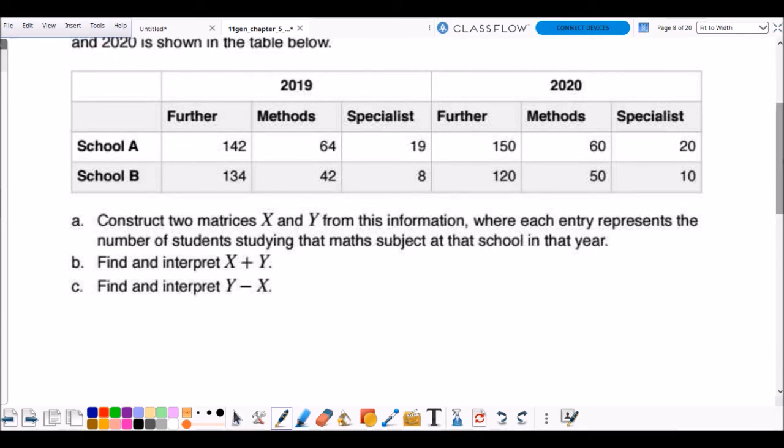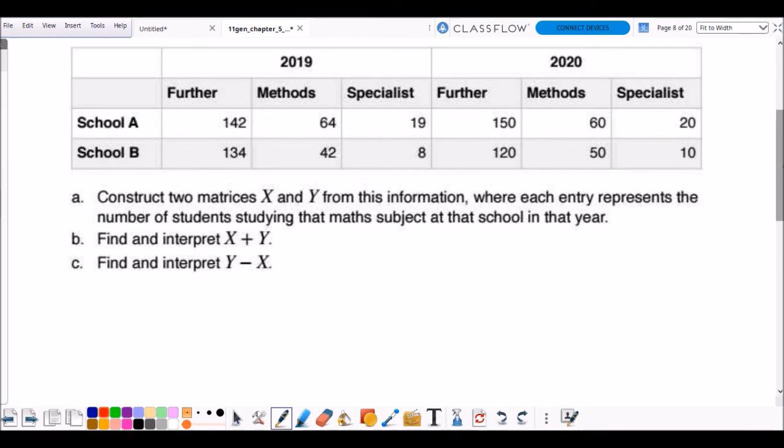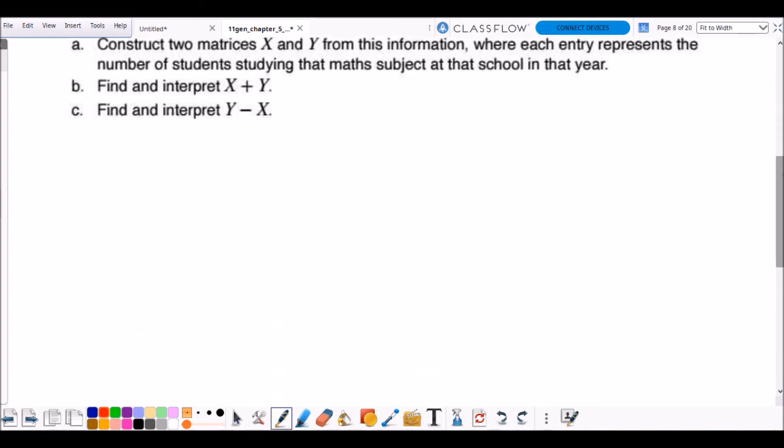Construct 2 matrices X and Y from this information where they each represent a number of students at a math subject for that year. Because you have 2 years, we need to represent this into 2 matrices, depending on the year. So 2019 and then 2020. This is for 5C. So let's make a 2019 matrix and a 2020 matrix.